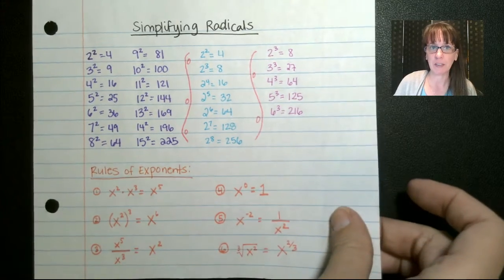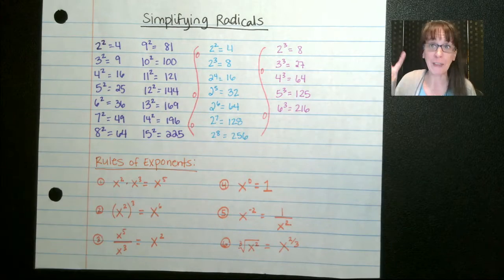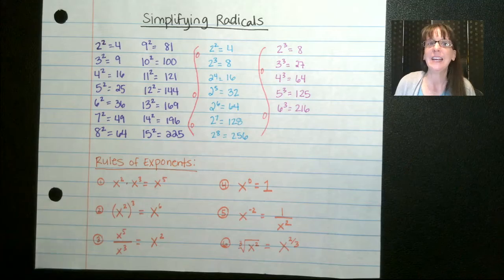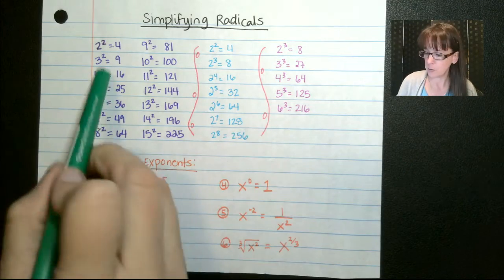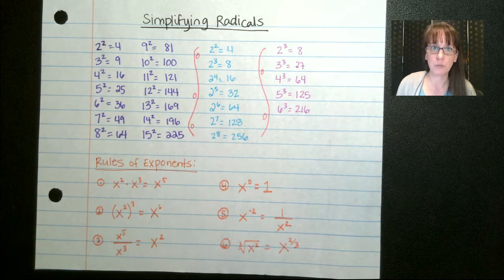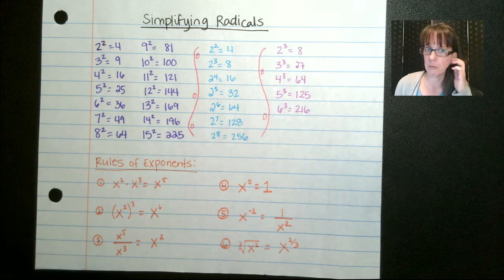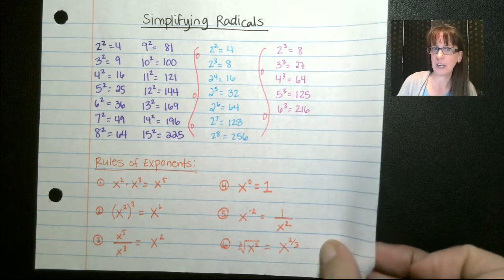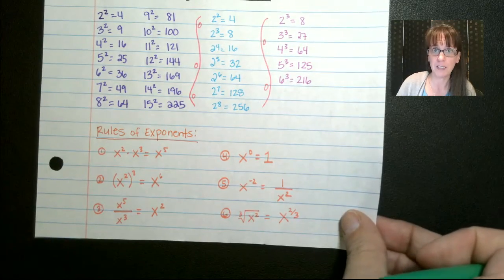For simplifying radicals, the first thing you want to do is memorize your friendly numbers, right? And what I mean by that are perfect squares, which we have here, perfect cubes we have here, and then we have our 2's: 2 squared, 2 to the third, 2 to the fourth, and so on and so forth. The next thing we have are our rules of exponents. So if you need to, pause the video, write those down, and then come on back.